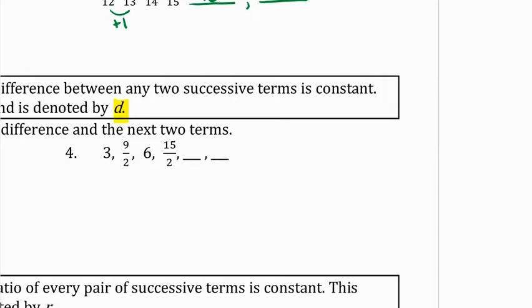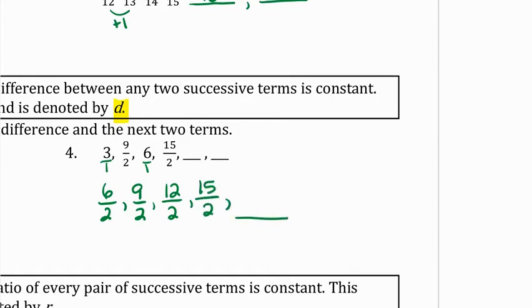So I'm going to change the 3, if I put that over 1, and the 6 over 1. If I give them all a common denominator, that would be 6 over 2, and then 9 over 2. And then this one would be 12 over 2, and 15 over 2. Now it's a little bit simpler to figure out what that common difference is, right? So basically, what am I adding to get from 6 halves to 3 halves?